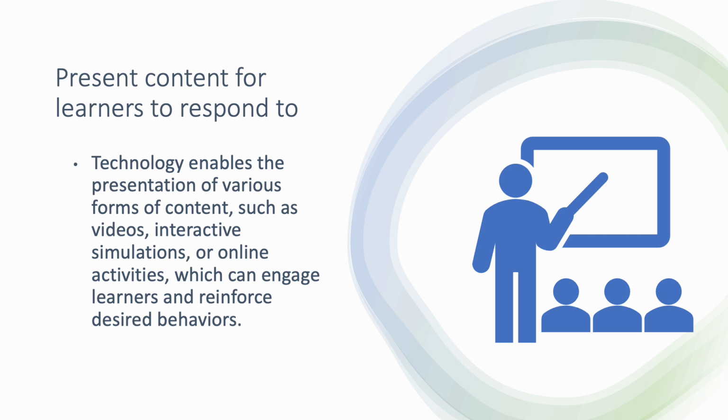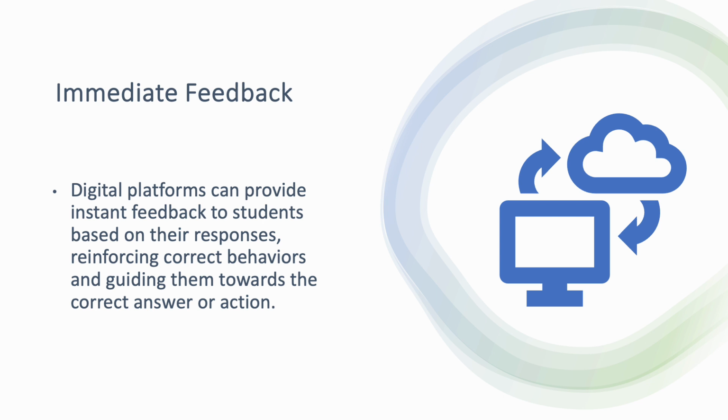So one way, of course, that's very simple and very obvious, is that technology can present content for learners to respond to, right? Examples of how they should behave. Technology enables various presentations of different forms of content, video simulations, online activities, lectures, and so on, right? So this is a classic standard way of presenting information to help students behave in the right way.